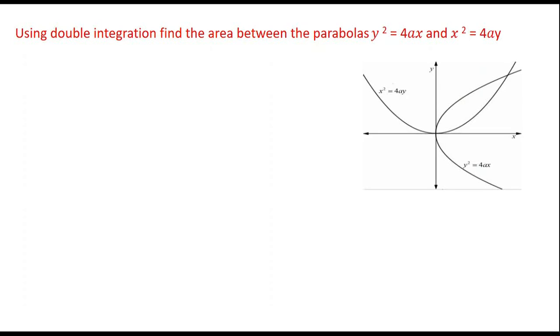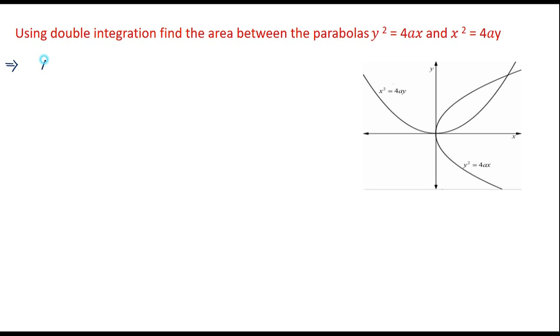Hello students, in this video we learn about finding an area between two curves by using double integration. Given an example, using double integration, find the area between the parabolas y square is equal to 4ax and x square is equal to 4ay.